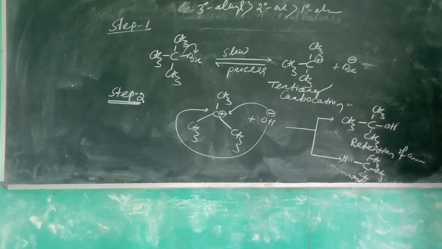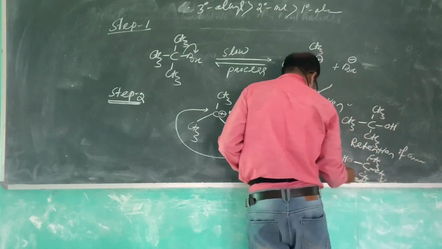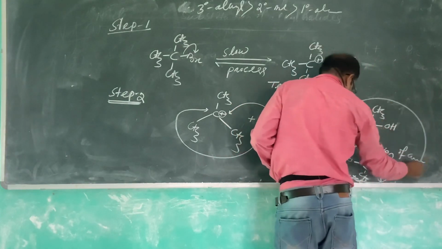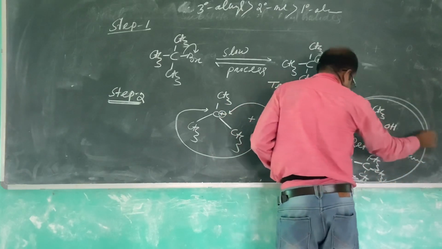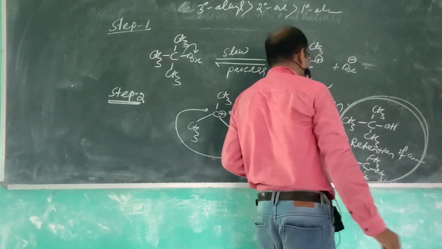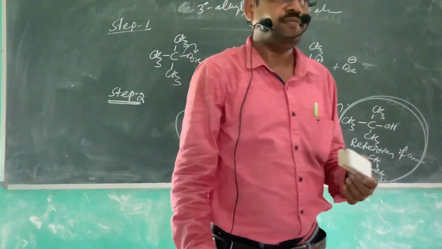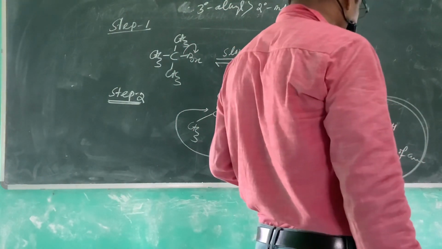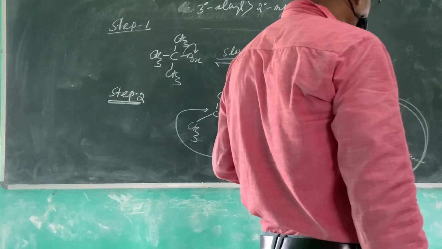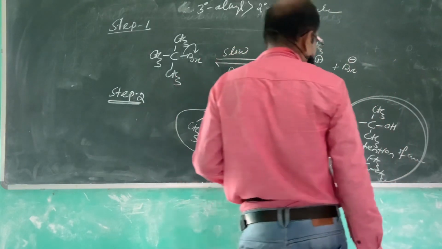The SN1 reaction proceeds with partial racemization due to the formation of two different products. One is retention of configuration, another is inversion of configuration. As inversion of configuration predominates over retention of configuration, it is called partial racemization.